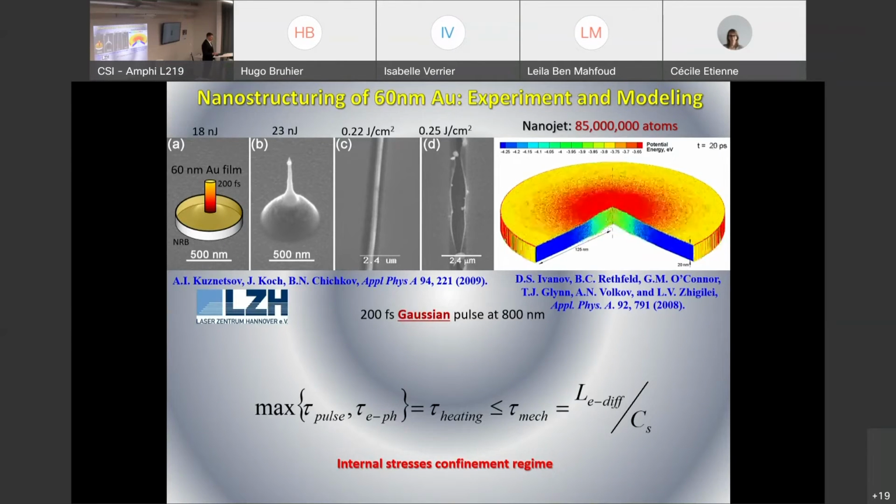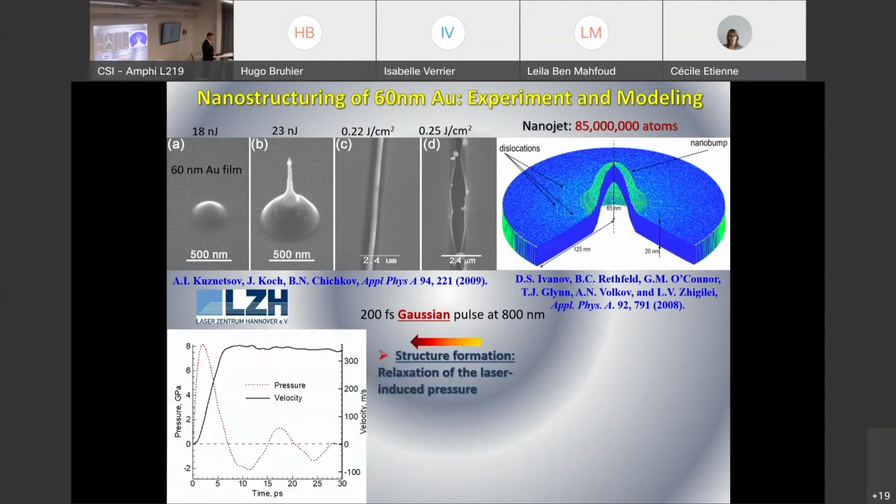That's the reason for accumulation of huge compressive stresses inside the material due to this fast heating. These stresses eventually relax with the propagation of a pressure wave at the sound speed over a distance corresponding to the efficient heating depth of the material with this laser pulse. If this inequality holds, it's called the internal stress confinement regime, and this regime is therefore favorable for nanostructuring processes.